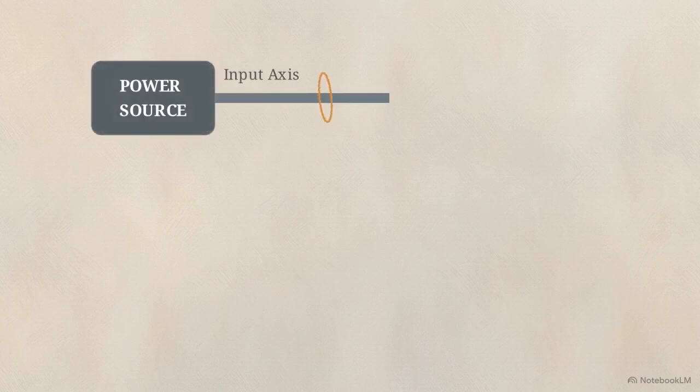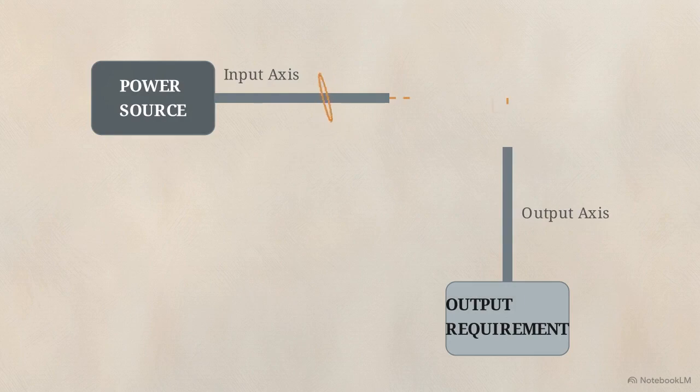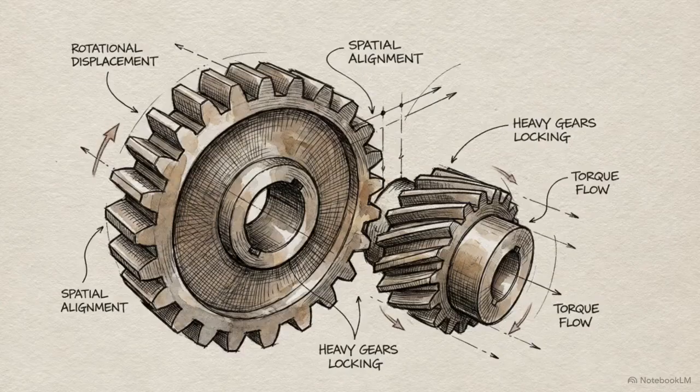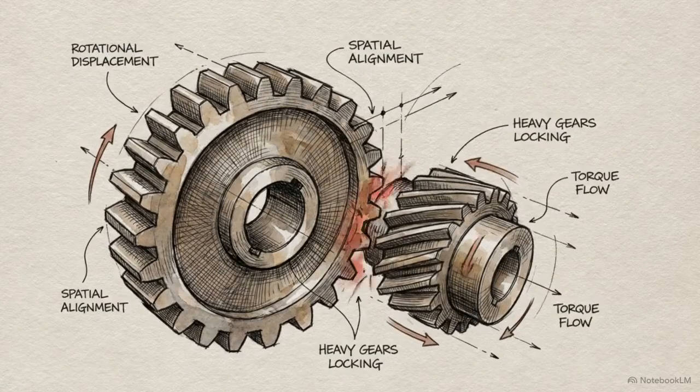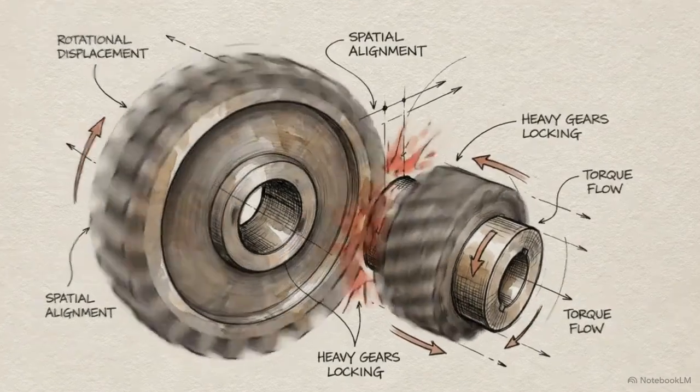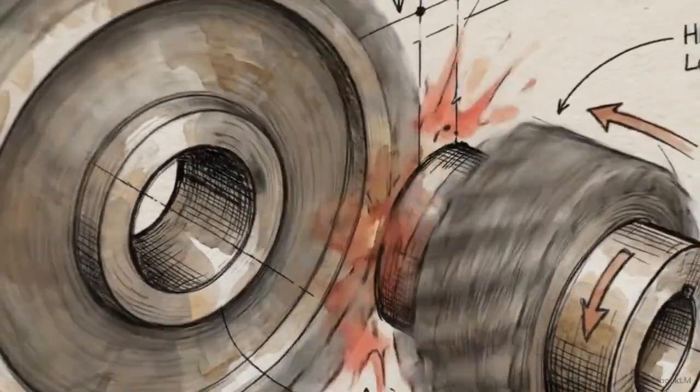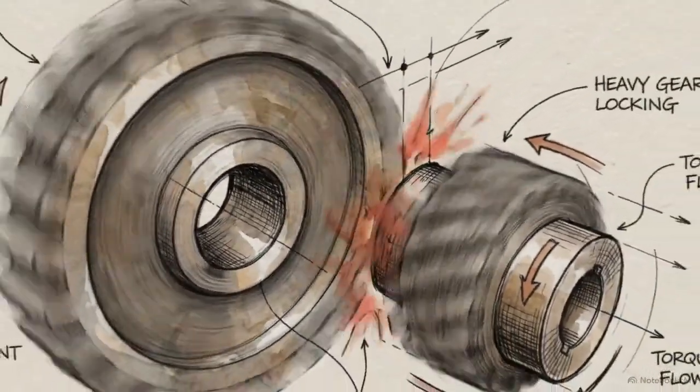Mechanical engineering begins with a fundamental challenge: generating power in one location only to require it in a completely different, misaligned location. A gear acts as the physical bridge between these points, providing the connection necessary to transfer motion and force from input to output.